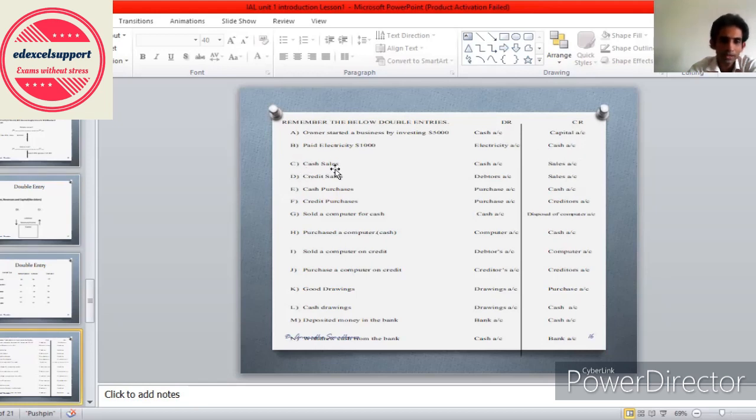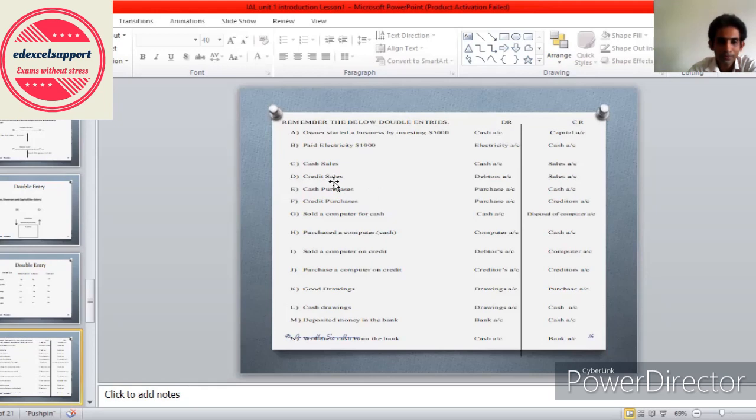Same way, cash sales. There are two accounts, the cash account and the sales account. When you do cash sales, the money will come into the business, so the cash account will be debited since assets will increase. And sales is an income account, and sales also will increase. Income increases, relevant income account credit, so the sales account is credited. Cash account debit, sales account credit.